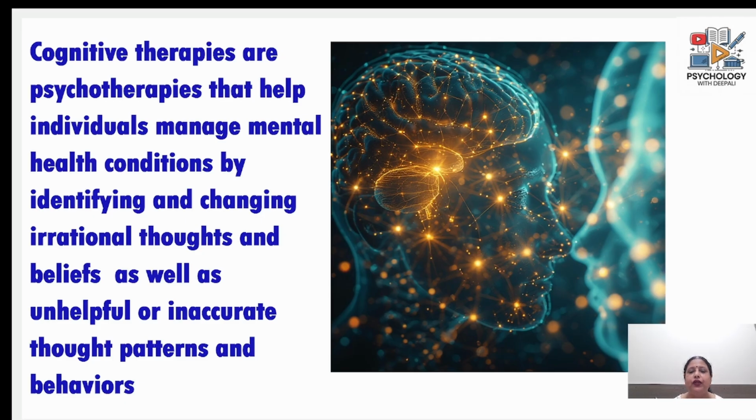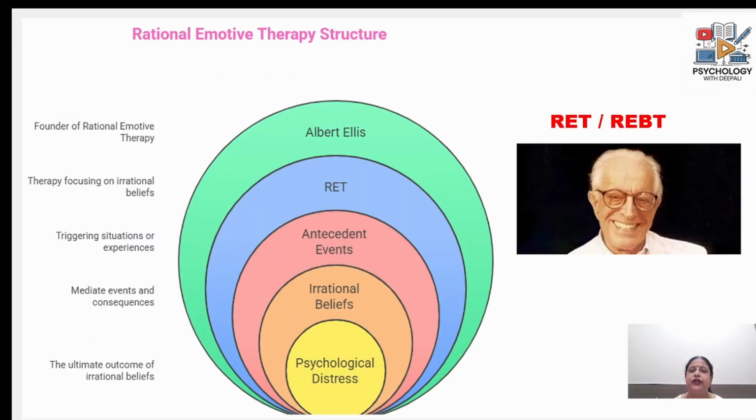disturbance. So let us talk about the first kind of cognitive therapy, which is rational emotive therapy or rational emotive behavior therapy. And the founder of RET or REBT was Albert Ellis. Now, he focused on irrational beliefs in his particular model of therapy, where he talked about A, which is the antecedent events, which are the triggers for the kind of consequences that we see in the individual. But before the consequences are evident, the person has irrational beliefs which are mediating between the antecedent event and the consequence.